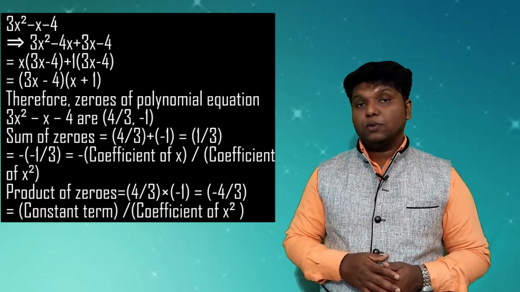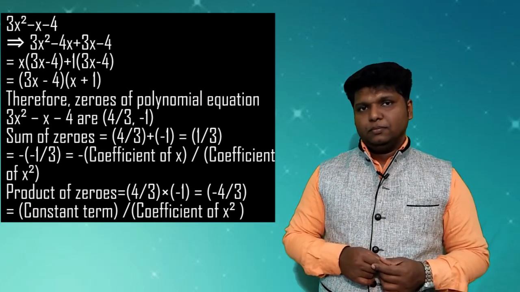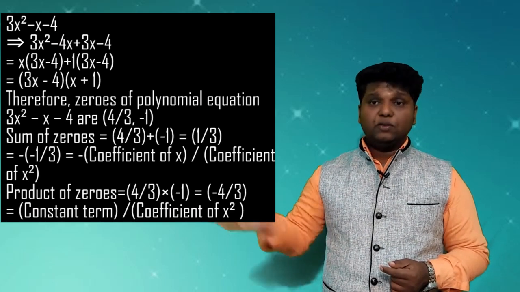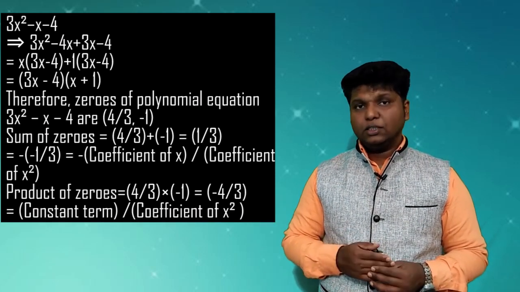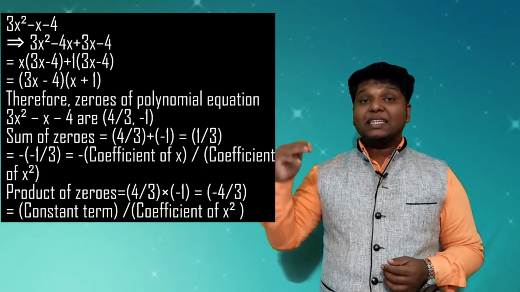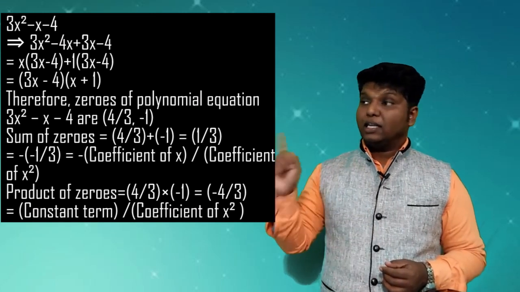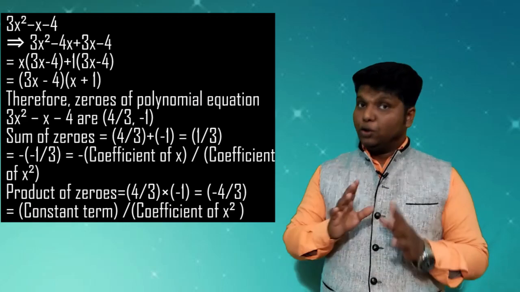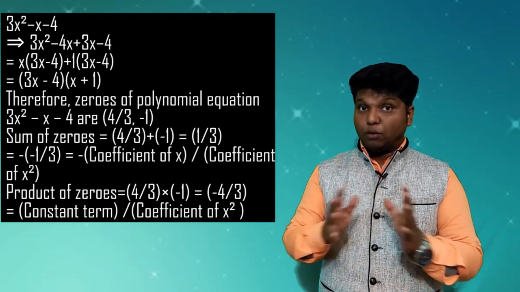Now, let us factorize 12. 1 into 12, that is 12. Then 2 into 6, that's also 12. 3 into 4, that's also 12. So we got 3 sets. One is 1 and 12, another one is 2 and 6, third one is 3 and 4. You got 3 sets. Keep this in your mind. This is the way how to split.